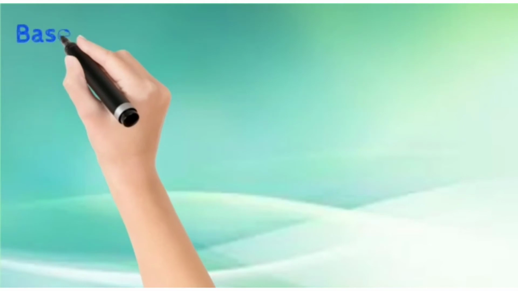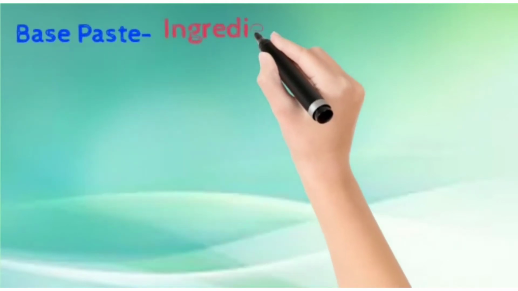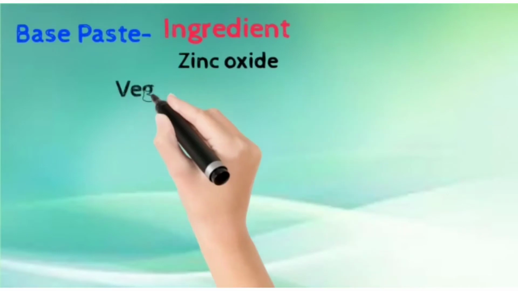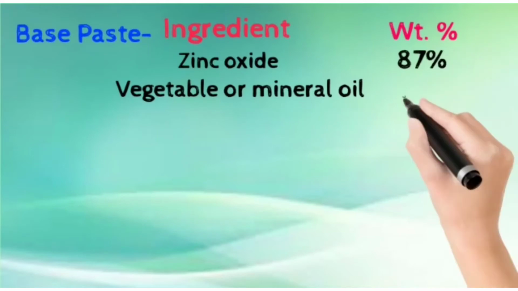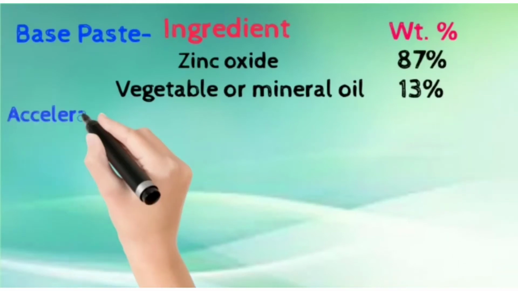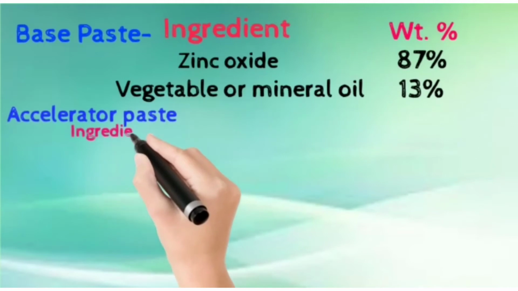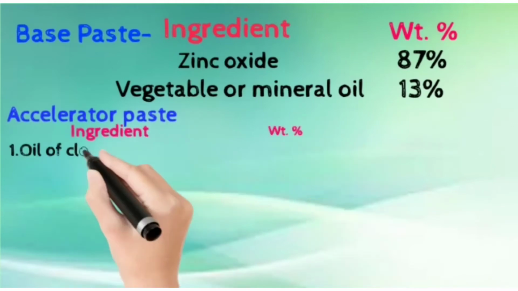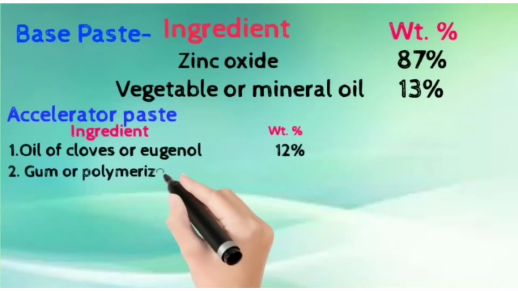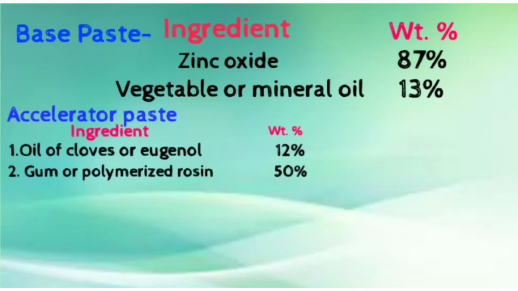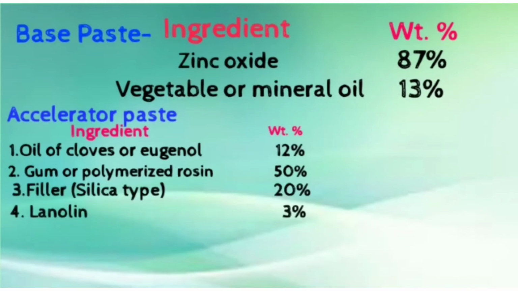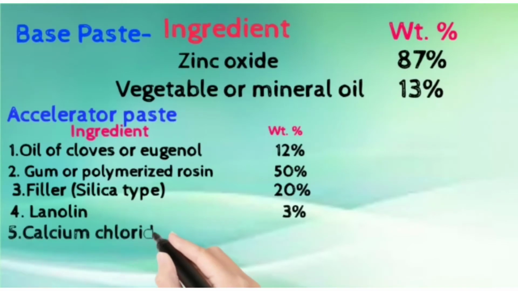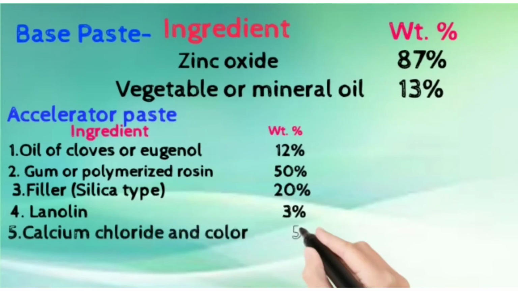Then we are going to talk about the compositions in the base paste and accelerator paste. In the base paste, the main ingredients are zinc oxide and vegetable or mineral oil. Zinc oxide is 87% and vegetable oil 13%. Then in the accelerator paste, oil of cloves will be present, which is 12%. Then gum 50%. Then we have filler. As a filler, silica type filler 20%, lanolin 3%, and calcium chloride and color, which is about 5% by weight.